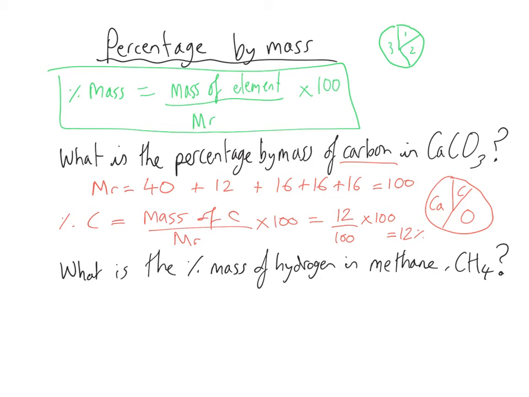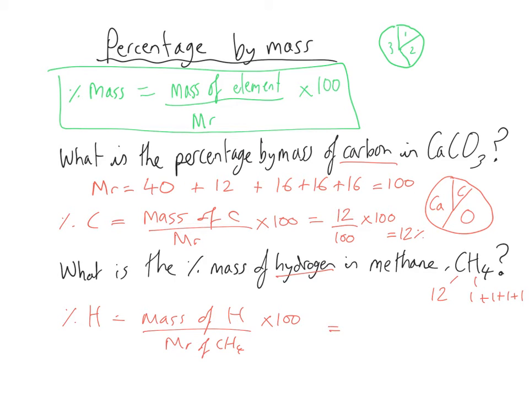Slightly more difficult is, what is the percentage by mass of hydrogen that we find in methane? And this is the formula on here. And so the percentage of hydrogen is the mass of hydrogen divided by the MR of methane times by 100. And so carbon has got an atomic mass of 12, hydrogen has got a relative atomic mass of 1, but there are 4 of them.